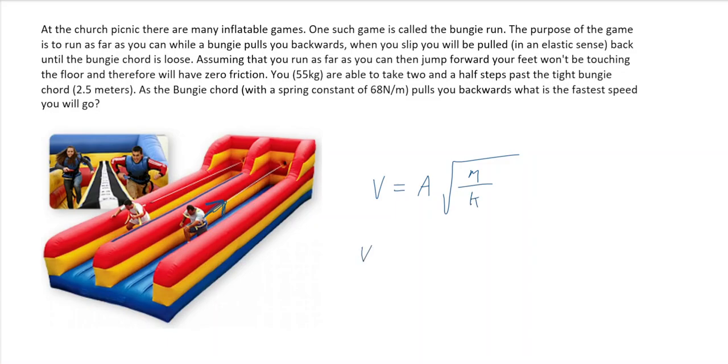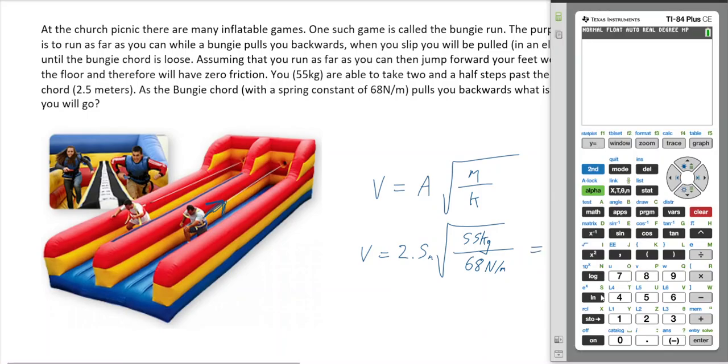Once it's tight, it's pulling you backwards. If you can take 2.5 meters past the tight position, then it'll pull you back with some sort of force. Now, if you're asking about the fastest speed you'll go, this is the formula. So we're looking for v max. We know the amplitude is 2.5 because that's the distance from the equilibrium point that we've gone. We know our mass is 55 kilograms, and the spring constant is 68 newtons per meter.